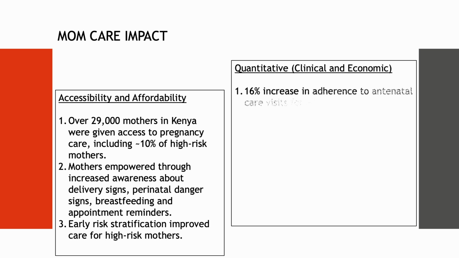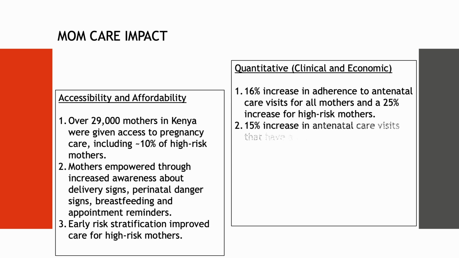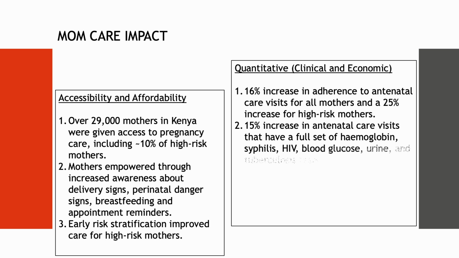One, there was a 16% increase in adherence to antenatal care visits for all mothers. And for those mothers that were high risk, the study found a 25% increase in compliance and adherence to prenatal and antenatal care visits. There was a 15% increase in antenatal care visits that included a full set of hemoglobin, syphilis, HIV, blood glucose, urine, and tuberculosis tests.